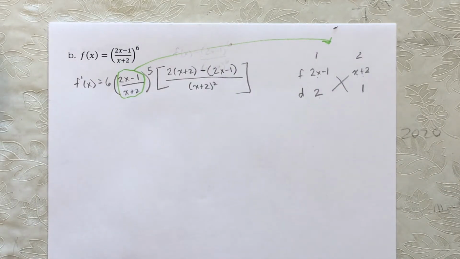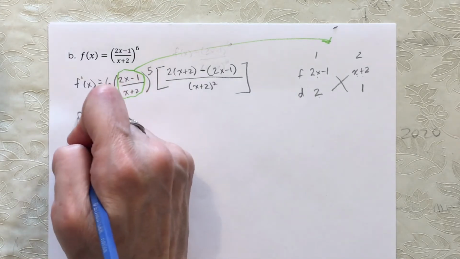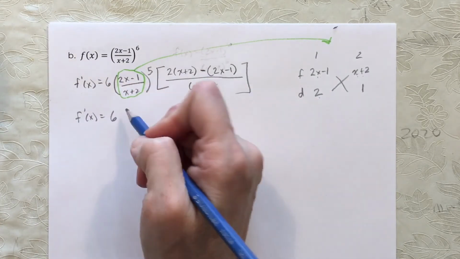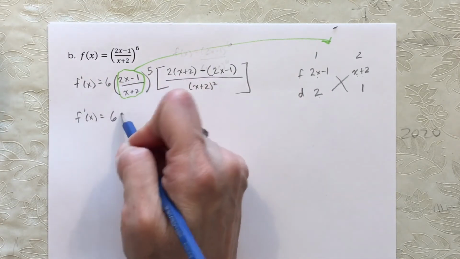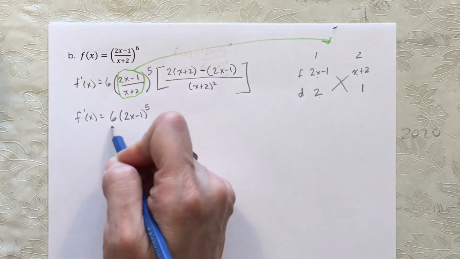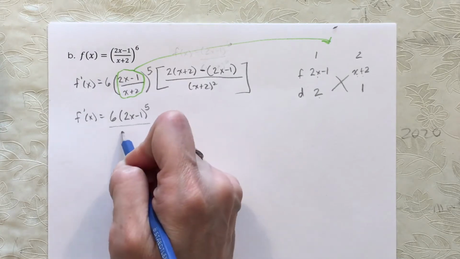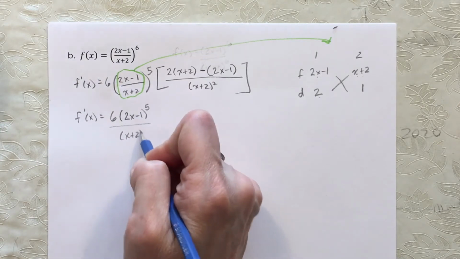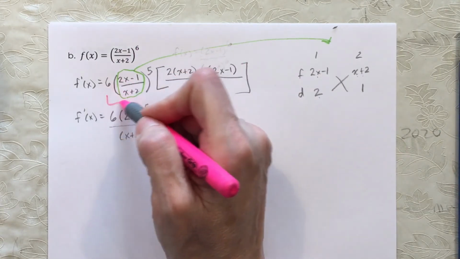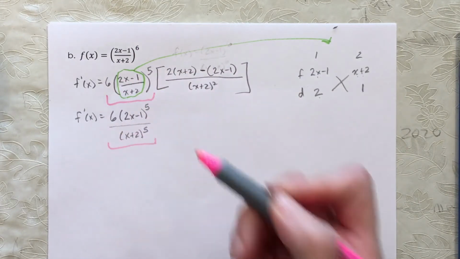We've done the calculus. You found the correct derivative, but now you have to put it into simplified factored form. So I've got the 6. 6 is going to be in the numerator. And then I am now going to write this as (2x minus 1) to the 5th in the numerator, and (x plus 2) to the 5th in the denominator. So that's this chunk here rewritten.